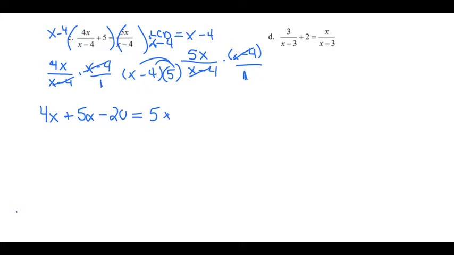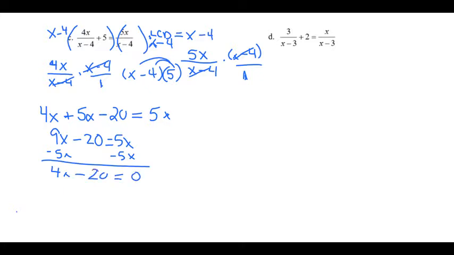All right, so now we're going to simplify the equation and solve it. On the left-hand side, 4x plus 5x will give me 9x. So I have 9x minus 20 equals 5x. And then I'm going to combine my x's. So first I'm going to subtract 5x from both sides. So that will leave me with 4x minus 20 equals 0. And then I will add 20 to both sides. So now I have 4x equals 20. Divide by 4. And I get x equals 5.